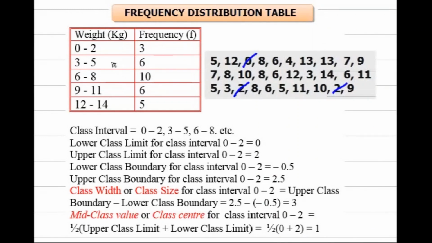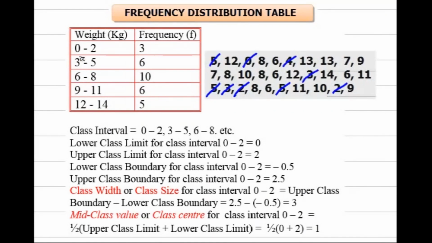The next one, 3 to 5, meaning the highest should be 5. Start counting. 1, 1, 2, 2, 2, 3, 3, 4, 5, 5, 6. Okay, 6. That's why you have 6 there. We'll do the same for the rest of them.